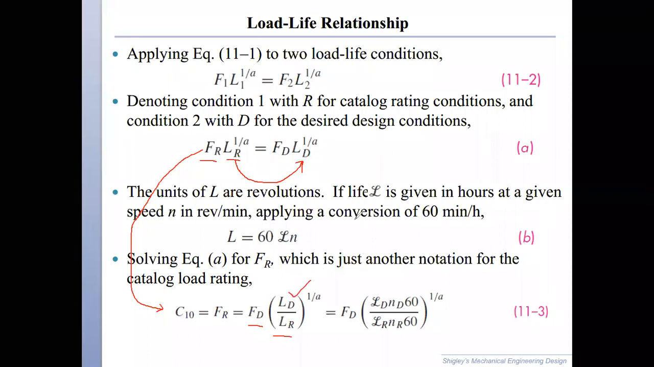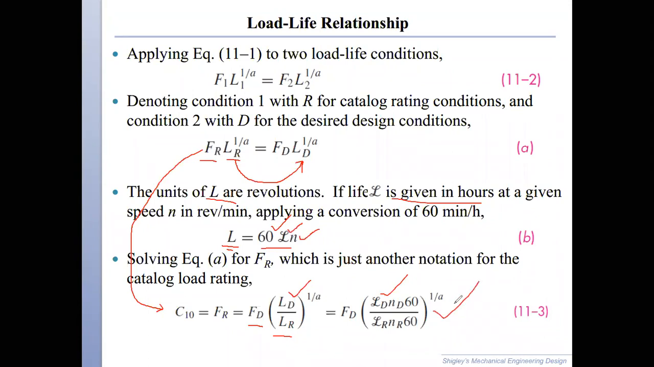this is in number of revolutions, ठीक है जी. L is in number of revolutions, but if I want to express this in the number of hours, then what do I need to do? I need to convert this. I'll know the number of revolutions per minute and multiply that by 60. So to get that in hours, the number of revolutions will be this many revolutions per minute, so multiply that by 60, and I'll get the revolutions over here. If this is the number of hours, I can either write it in this form, LD ND 60 or LD NR 60 to the power 1 over A.